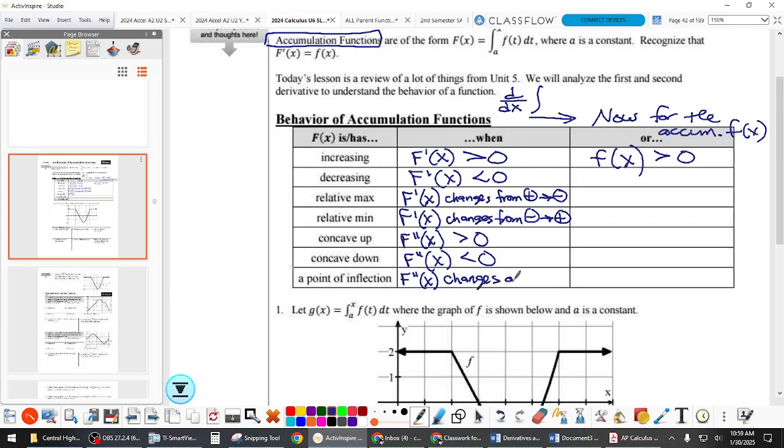Mainly, I want you to focus on the fact that it's changing sign. Okay? Don't just look at 0 or does not exist. Okay, why don't you fill out that other side based on what we just filled out?